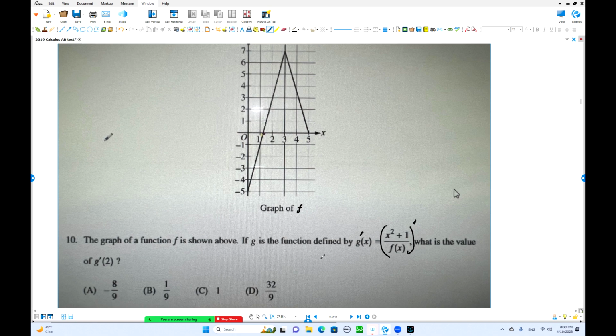We have to use the quotient rule. g prime of x equals, by the quotient rule, the denominator is f of x squared. The numerator is the derivative of the numerator times f of x: the derivative of x squared plus 1 is 2x times f of x, minus, don't touch the numerator, x squared plus 1, but multiply by the derivative of the denominator, f prime of x. That's the quotient rule.